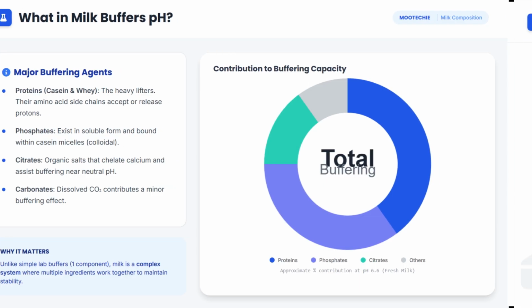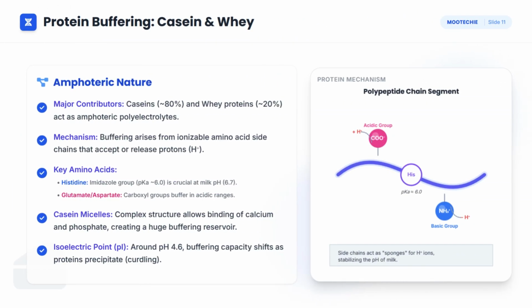Let's take a deeper look at protein buffering. Casein and whey proteins are major contributors, with caseins making up about 80% and whey proteins about 20%. They act as amphoteric polyelectrolytes. The mechanism arises from ionizable amino acid side chains that accept or release protons H+. Key amino acids involved are histidine, whose imidazole group has a pKa around 6.0, making it crucial at milk's pH, and glutamate and aspartate, whose carboxyl groups buffer in more acidic ranges.